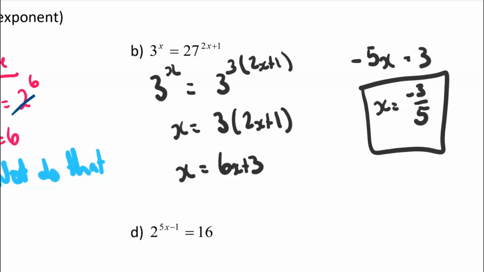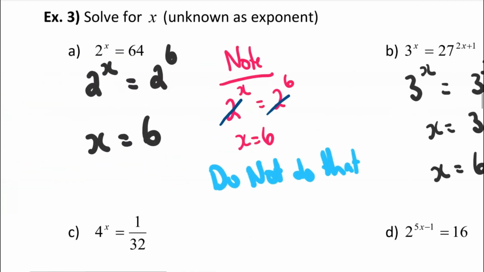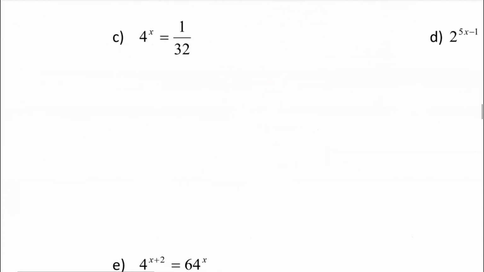So there you go. Again, you got to make sure that your bases are the same. Okay, that's what's important. All right, let's try another example. So we have 4 to the power of x is equal to 1 over 32. So again, we want to make sure we have the same base. So we have 4 and 32 don't really go the same.